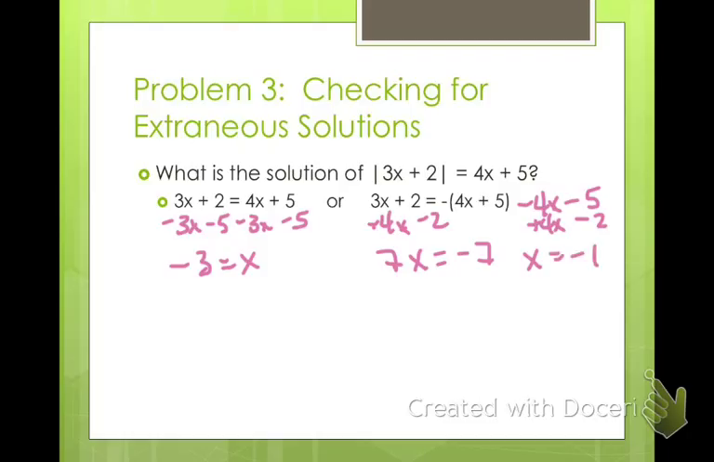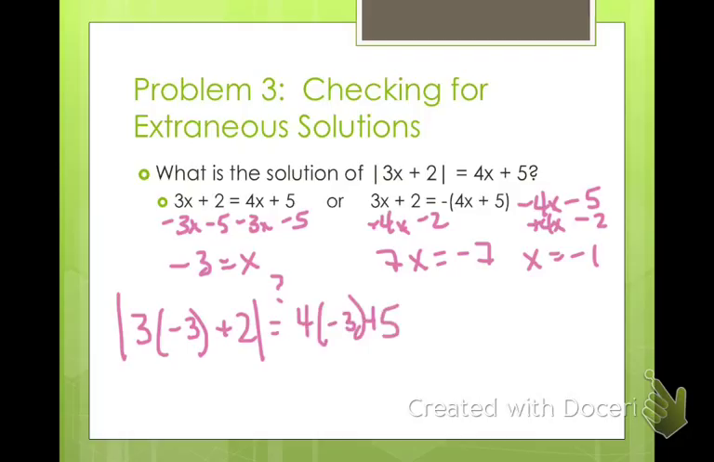Now we're going to try both of those. So the absolute value of 3 times negative 3 plus 2, will that equal 4 times negative 3 plus 5? See, this is negative 9 plus 2 is negative 7, so that's 7. Let's see, this is negative 12 plus 5 is negative 7. Positive 7 and negative 7 do not equal each other, so that's not good.